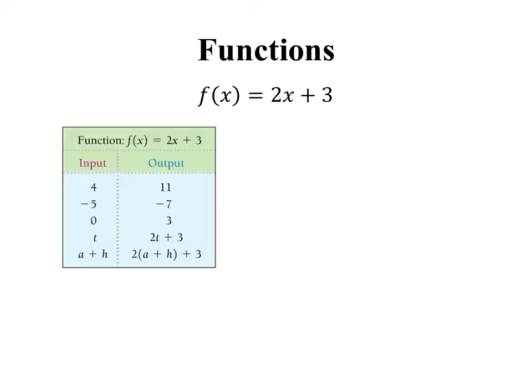Okay? So now what do we do with functions? Well, we often input numbers and we get out outputs. So for instance, we input the number 4, we take that times 2 to get 8, we add 3, and we get the number 11. So this input 4 is associated with this output 11. Likewise, if we put in a -5, do the arithmetic to it, we get out the number -7. So this input is associated with this output -7. And so here's a table of some possible different inputs and their associated outputs.